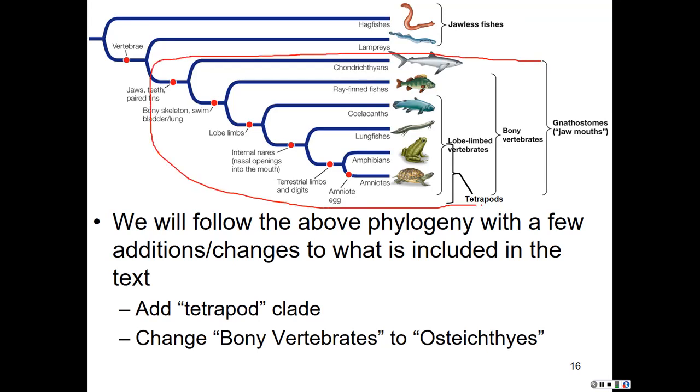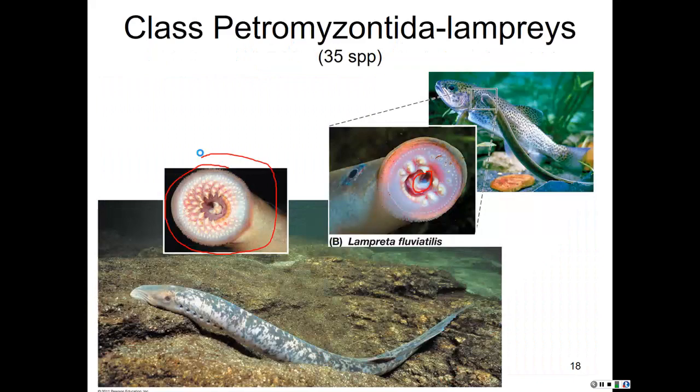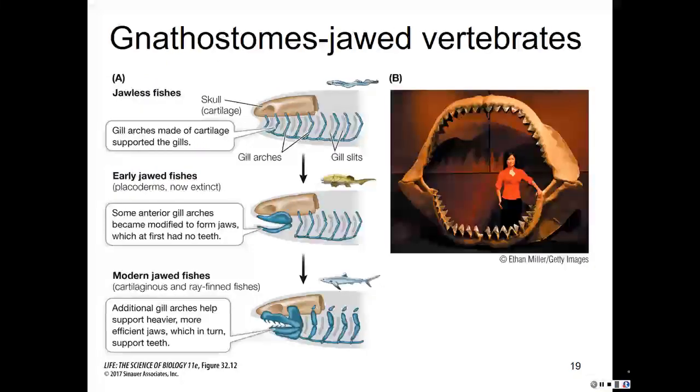And so in this whole clade, gnathostomes means jaw mouth. So in this whole clade, we're talking about things that have jaws. Other things we see in this clade are the presence of teeth and the presence of paired fins where applicable. So, jaws likely evolved from bony supports of anterior pharyngeal gill slits.